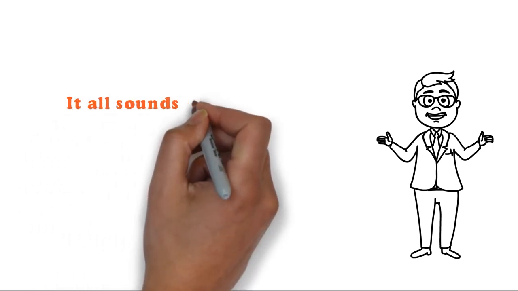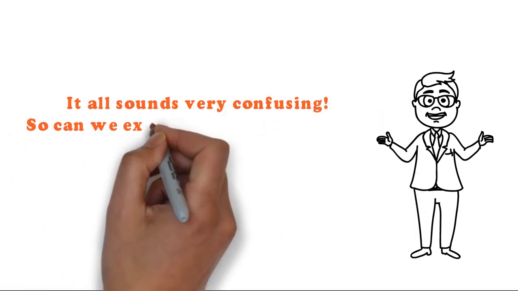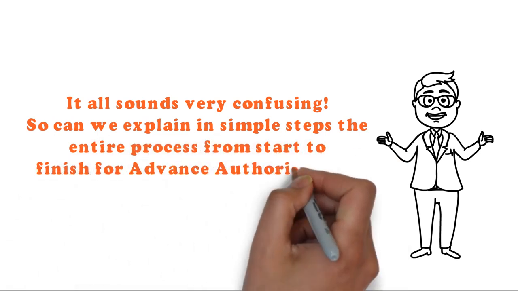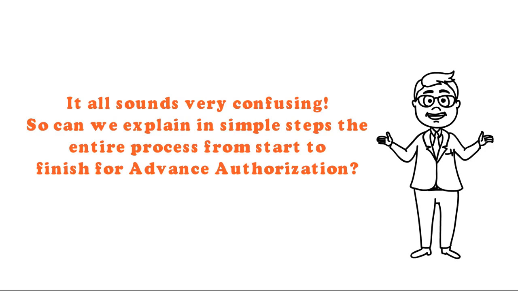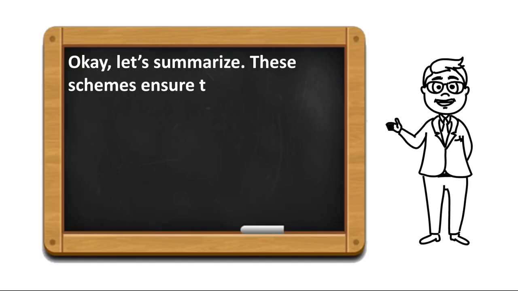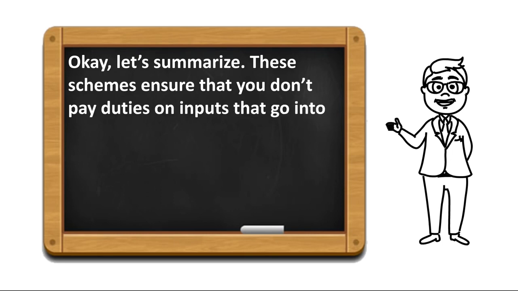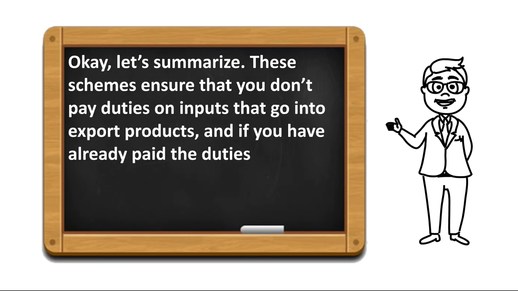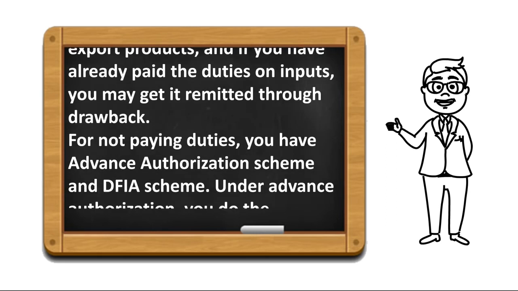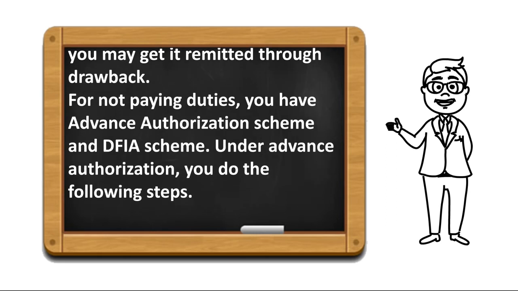It all sounds very confusing. So, can we explain in simple steps the entire process from start to finish for advance authorization? Okay, let's summarize. These schemes ensure that you don't pay duties on inputs that go into export products. And if you have already paid the duties on inputs, you may get it remitted through drawback. For not paying duties, you have Advance Authorization Scheme and DFIA Scheme.